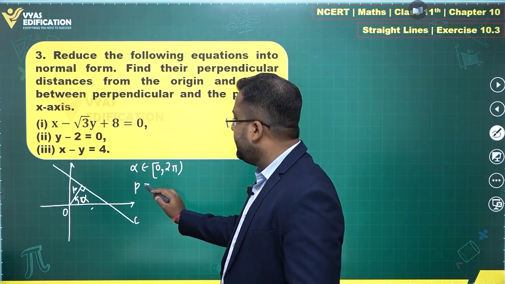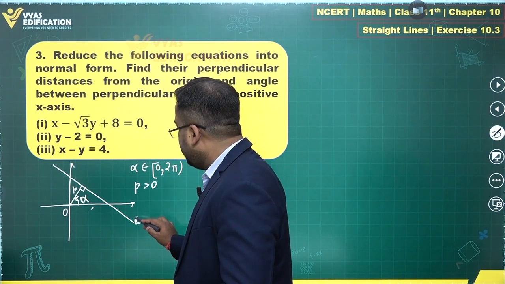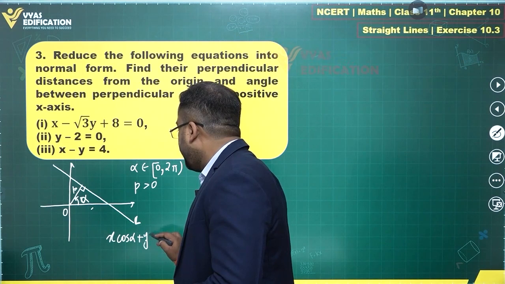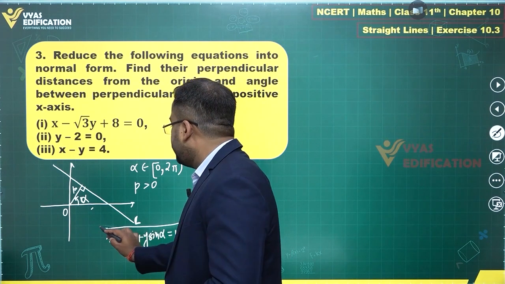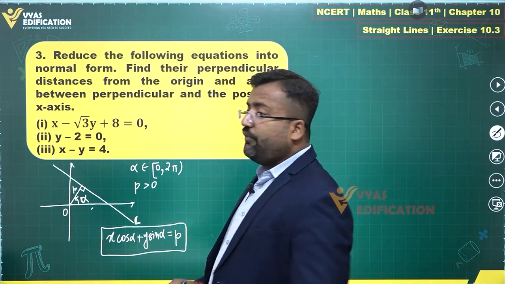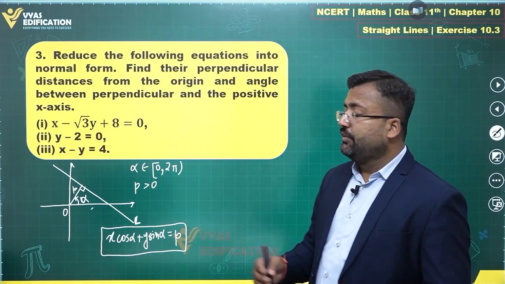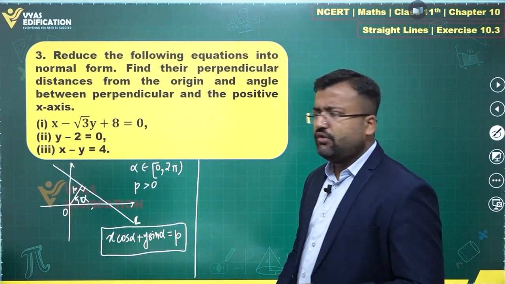p is supposed to be greater than 0. This is another important thing. And then the equation of this line L is x cos alpha plus y sin alpha is equal to p. This is the equation of the line. For converting any given equation into the normal form, what are we supposed to do? For converting any equation, we'll have to write it in this particular form first of all. And how do we do that?